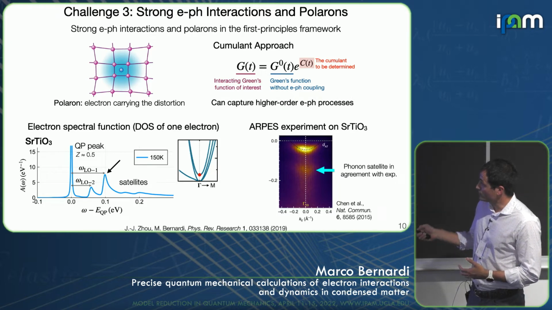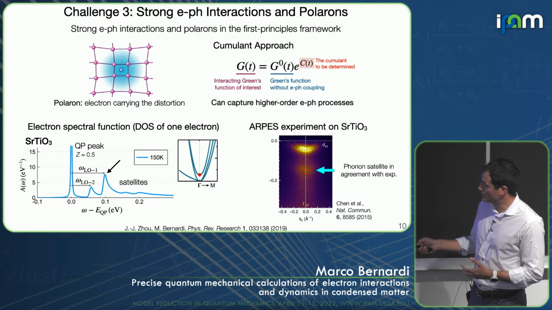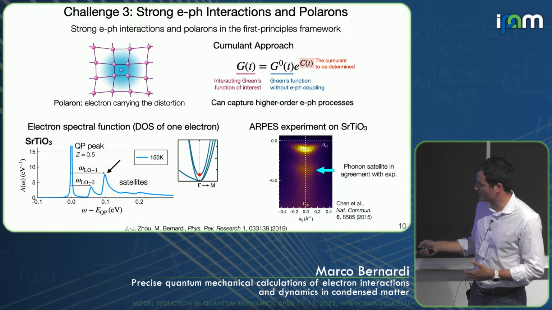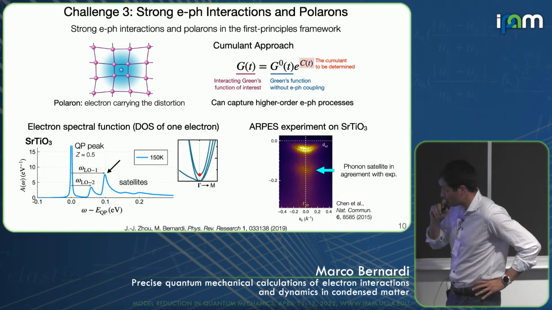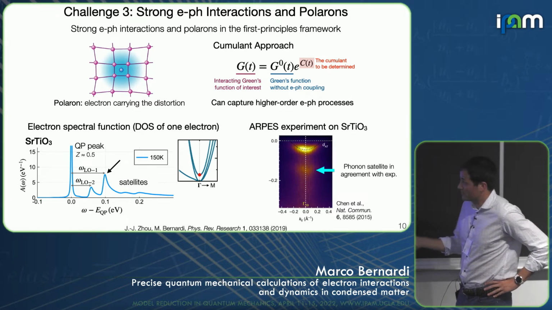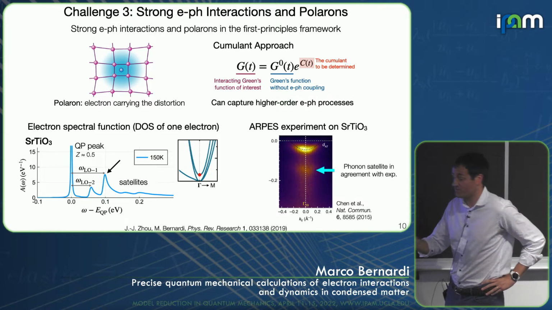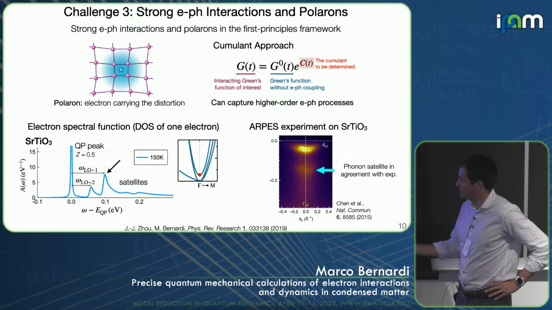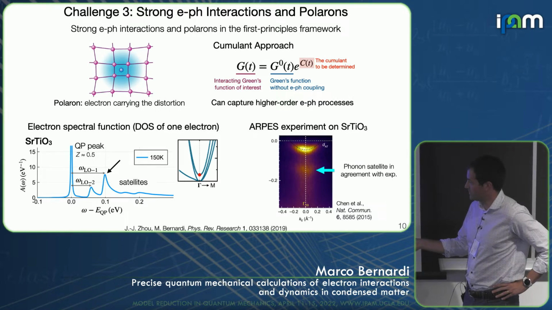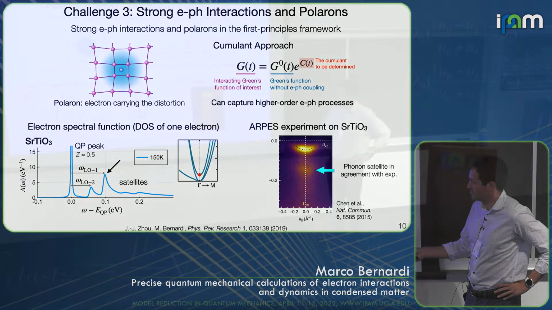From the Green's function, you can obtain the spectral function of the electron. And we do this for strontium titanate for a state near the bottom of the conduction band. So this quantity, the spectral function, is basically the density of states for a single electronic state. And so for this state here, because this is the density of states, you would expect to find a peak here at the band energy.